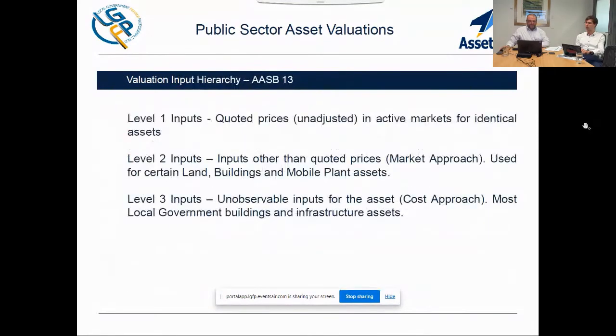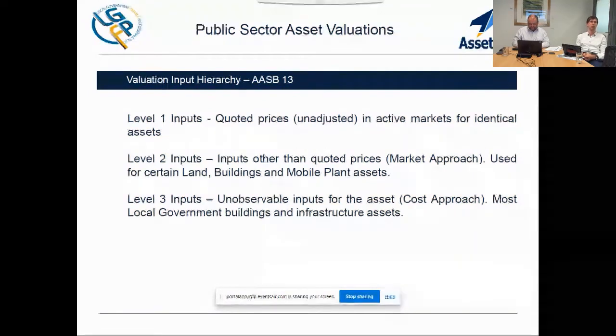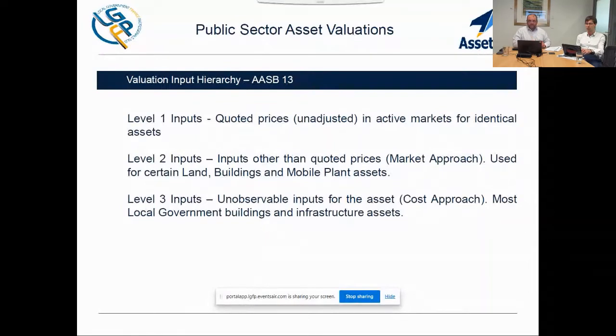Yep. Sorry, inputs. Yeah. So here we're down to the inputs. As you sort of go down the hierarchy, you start with level 1 inputs, level 2, and level 3. So level 1 very rarely used in local government assets. You're always sort of dealing with level 2 and level 3, and if you're using the cost approach, you're going to need level 3 inputs to undertake that valuation. So you'll find most local government assets will have level 2 or level 3 inputs, and they're inputs that require some sort of adjustment or they're unobservable in the marketplace.